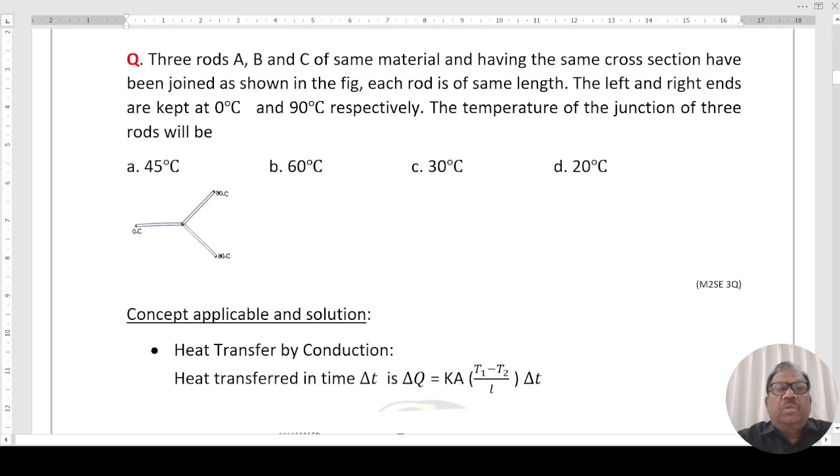The question is: three rods A, B, and C of the same material and having the same cross section have been joined as shown in the figure. This is the figure. Each rod is of the same length. The left and right ends are kept at 0 degree centigrade and 90 degree centigrade respectively. The temperature of the junction of these rods will be; four options are given, one of which is correct. Concept, applicable, and solution.